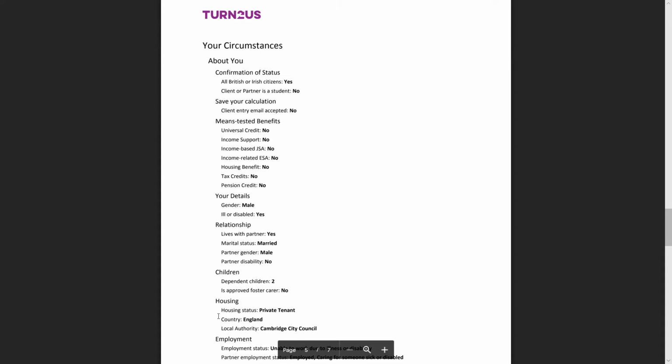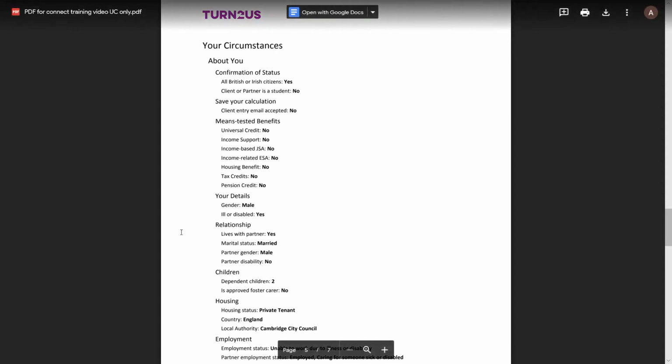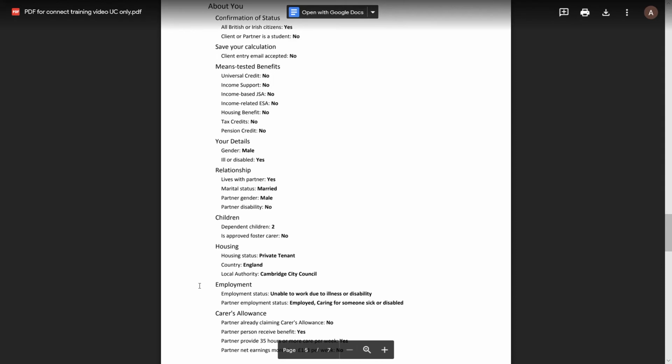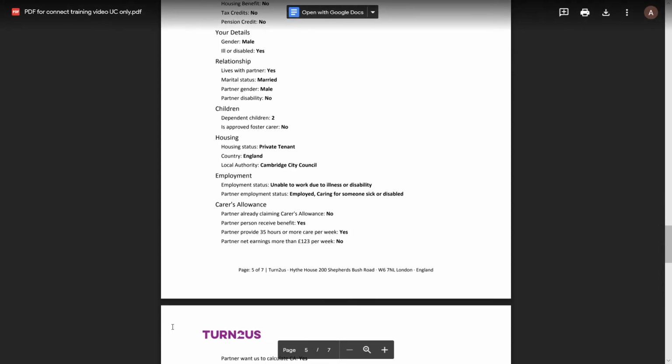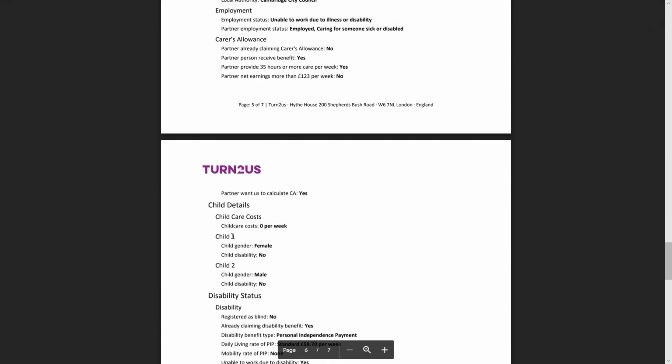Lauren, have a look at this results screen. What can you tell me about this person, and how do you know that? Well, I can see they have a disability. They live with a partner and have 2 children. I can see they live in Cambridge and their partner is a carer but isn't claiming carer's allowance. It looks like neither of the children are disabled.